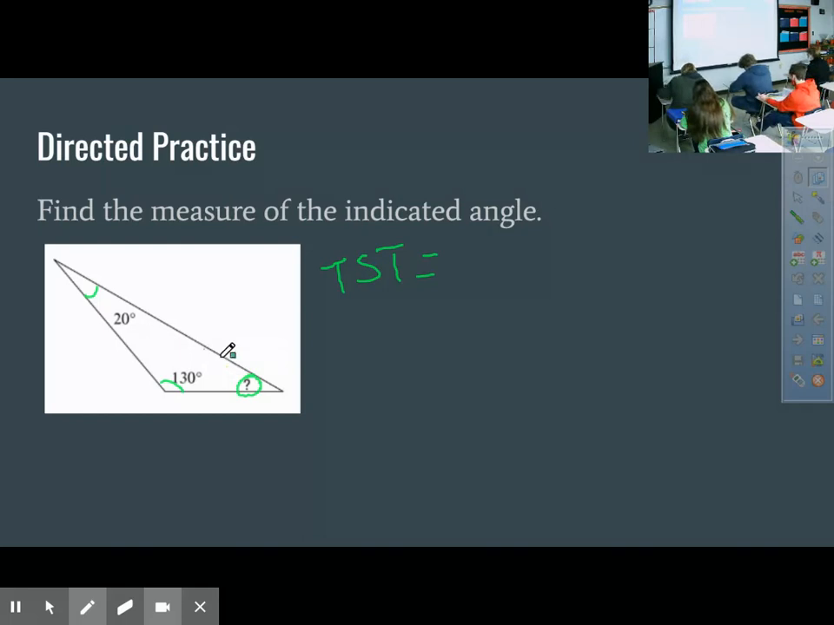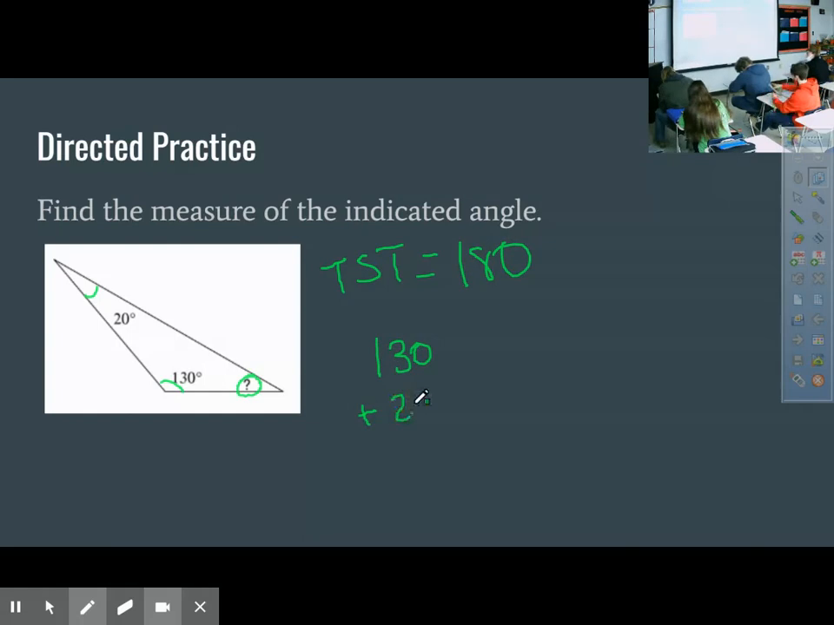Well, somehow I've got to figure out what is missing. John, how would I go about doing that? What would I do first? You add one to put everything together. Okay, so I add 130 plus 20, and make sure that that's a 20, because I can only halfway see. All right, so it's 150 degrees.